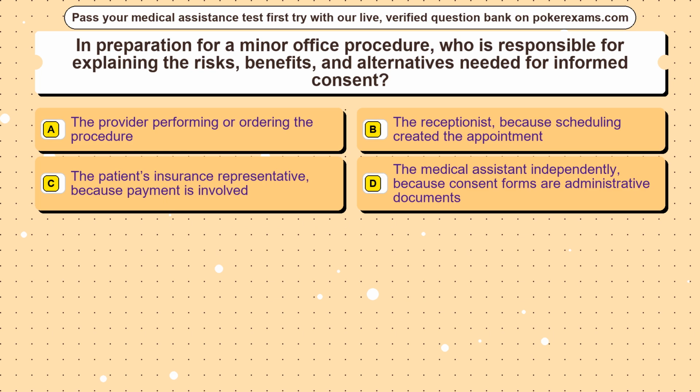Question 2. In preparation for a minor office procedure, who is responsible for explaining the risks, benefits, and alternatives needed for informed consent? Option A. The provider performing or ordering the procedure. Option B. The receptionist, because scheduling created the appointment. Option C. The patient's insurance representative, because payment is involved.